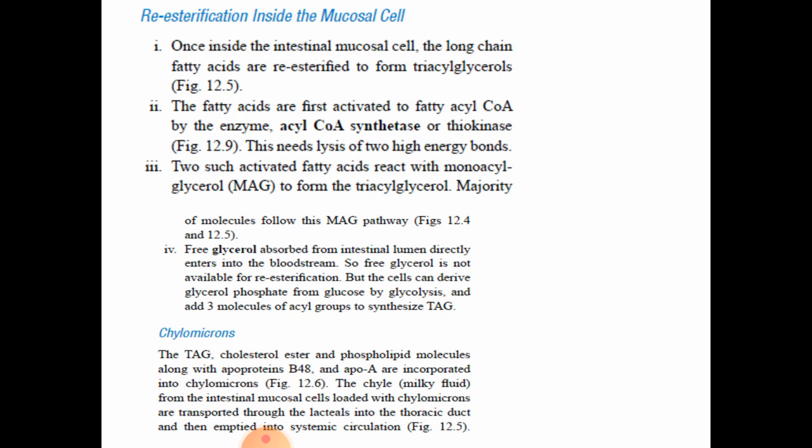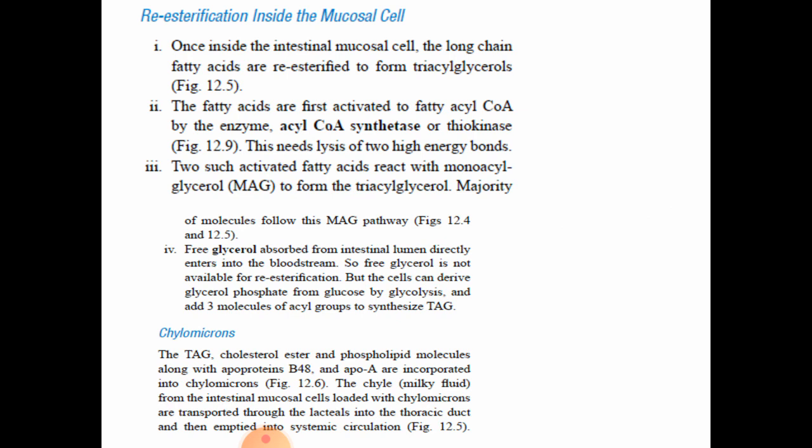Majority of the molecules follow this MAG pathway, the monoacyl glycerol pathway, and free glycerol absorbed from the intestinal lumen directly enters the bloodstream. So, free glycerol is not available for re-esterification, but the cells can derive glycerol phosphate from glucose by glycolysis, and also add 3 molecules of acyl group to synthesize triacyl glycerols.